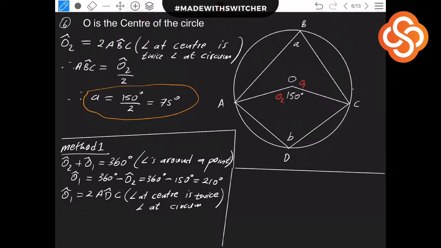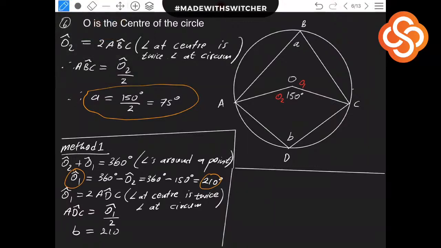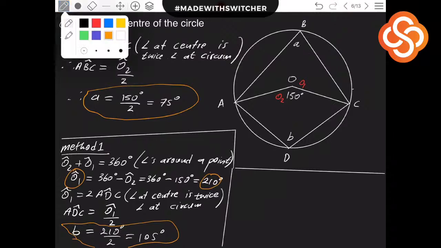Okay, so now since I'm looking for ADC, it is going to be O1 over 2. ADC is given to us as B, so B is going to be O1, which I've calculated to be 210. So there's O1 there, and the value is 210. Therefore, 210 degrees divided by 2 becomes 105. That is the value of B. Okay, so this was method number 1. Let us look at method number 2.